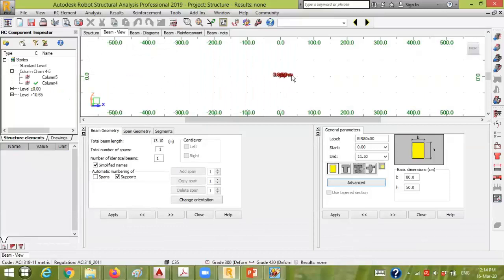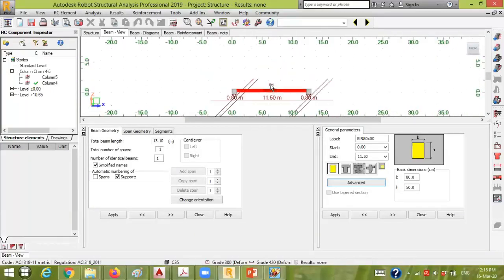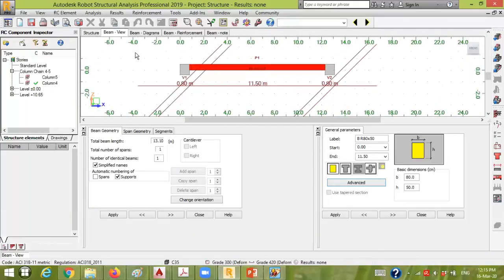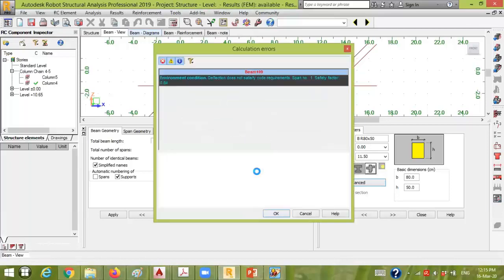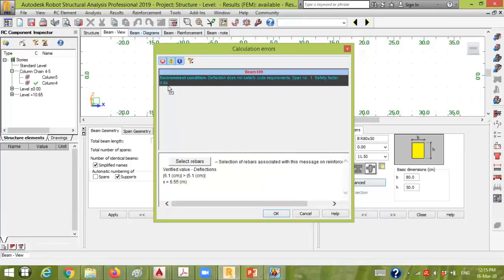This is my beam, 50 centimeter of depth. Run the calculation. I will not change the options actually. I'm running out of time. Deflection doesn't satisfy code requirements. That's a safety factor of 0.84. So you have to increase the depth till the check will be satisfied.